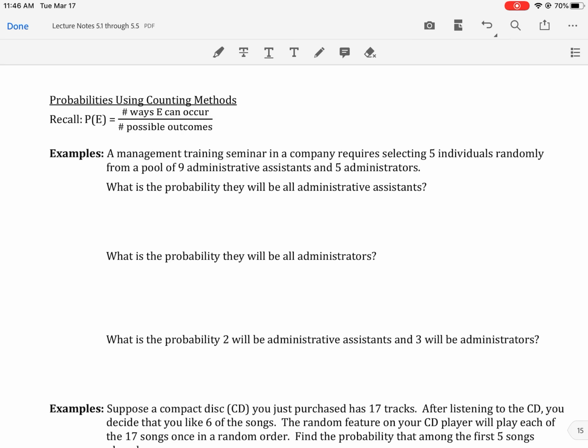So, a management training seminar in a company is required to select five individuals randomly from a pool of 7 administrative assistants and 5 administrators. What's the probability that all will be administrative assistants? So, if we want everyone to be an administrative assistant, we're saying out of the 5 people we choose, and we don't really care about the order, so are we talking about combination or permutation? If order doesn't matter, we're talking about combination.